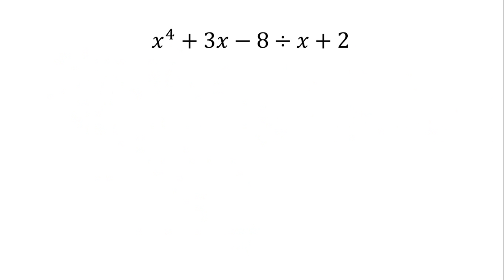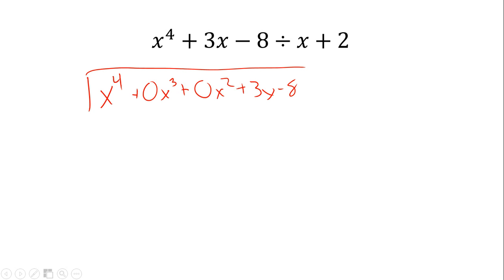Now in this case, you see that we don't have an x cubed and we don't have an x squared. So you have to put placeholders in. A placeholder is a 0. So we're going to write x to the fourth plus 0x to the third, plus 0x squared, plus 3x minus 8. And we're going to use long division on it. Divide it by x plus 2. All right. X plus 2.